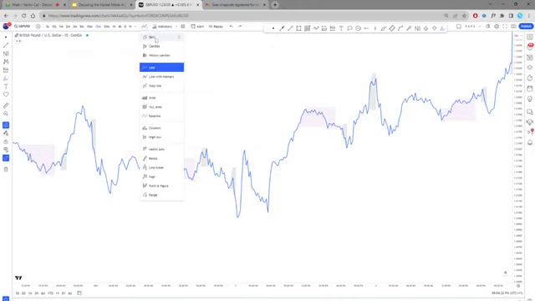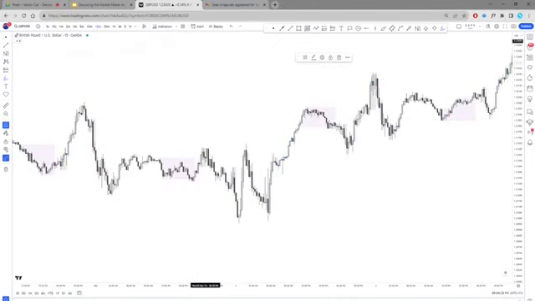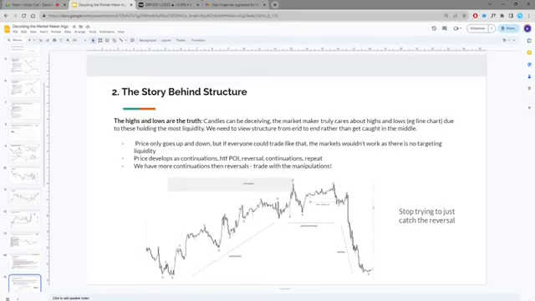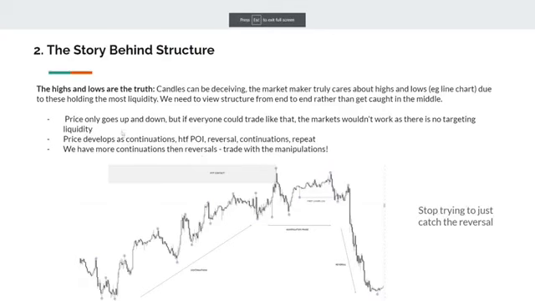But yeah, the algo itself really cares about highs and lows because that holds the liquidity. The highs and lows hold the liquidity. Where does everyone put their stop losses? They put them in the highs and lows. Okay, they're not going to put it randomly in the middle. So we need to view structure from end to end rather than getting caught in the middle.